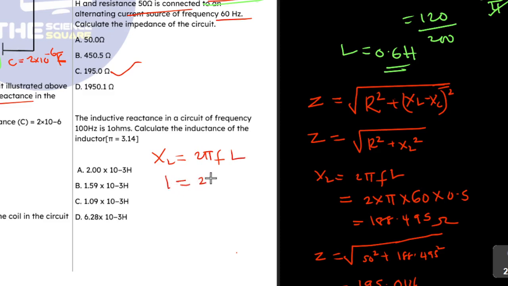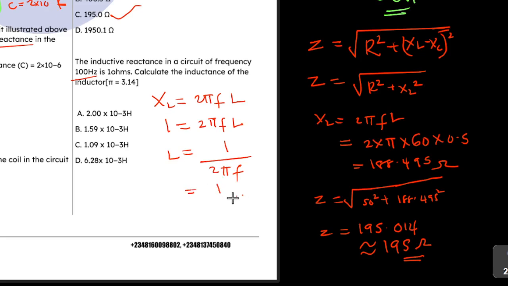Then you have 2 pi f times L. Sorry, the frequency is given as 100 Hz, and we need our L. So we just say L is 1 over 2 pi f. We just need to divide both sides by 2 pi f so that we can get our L. So we have 1 divided by 2 pi multiplied by 100. And we were instructed to use pi to be 3.14. So all we need now is to substitute.